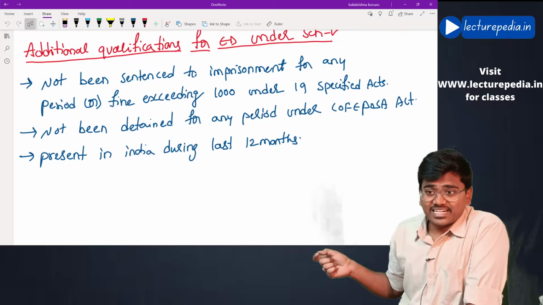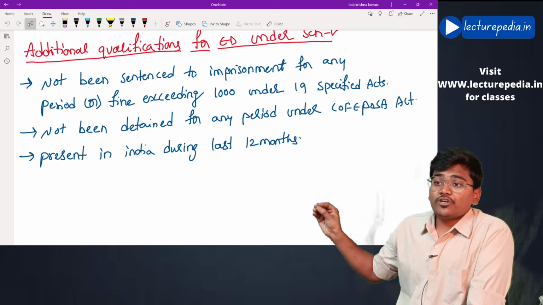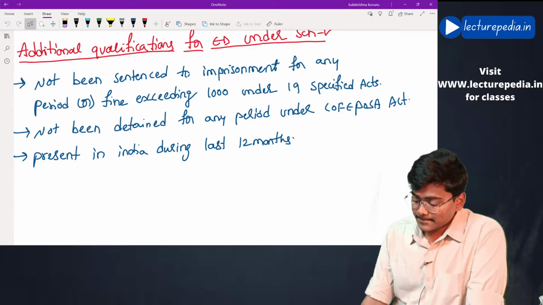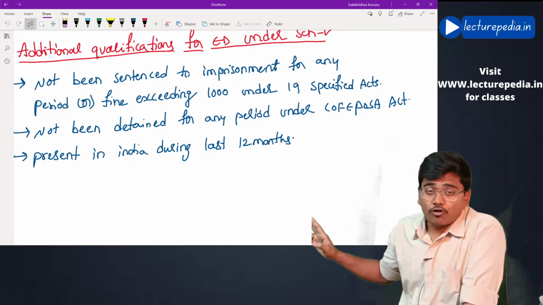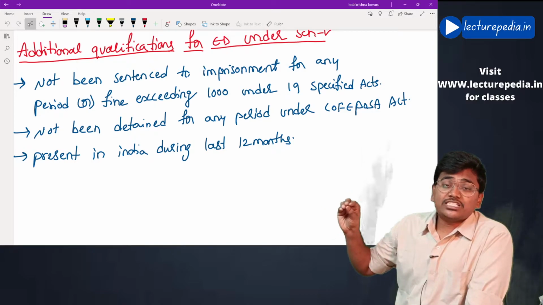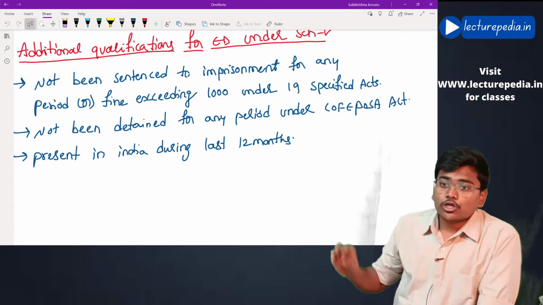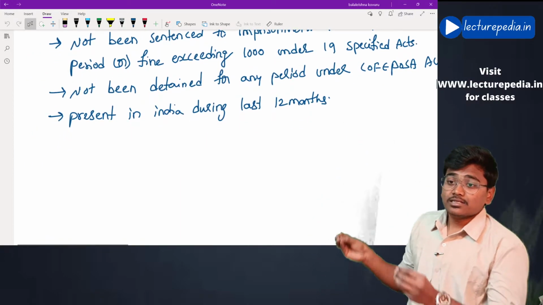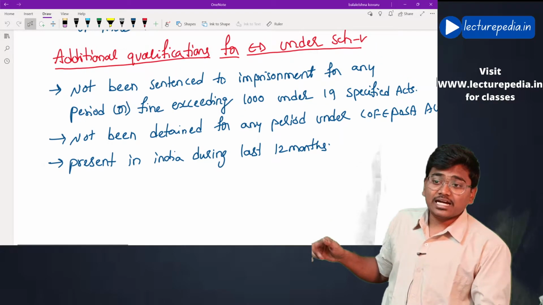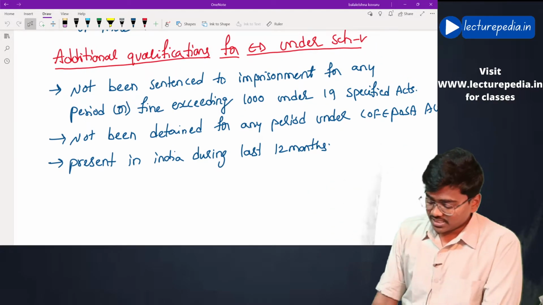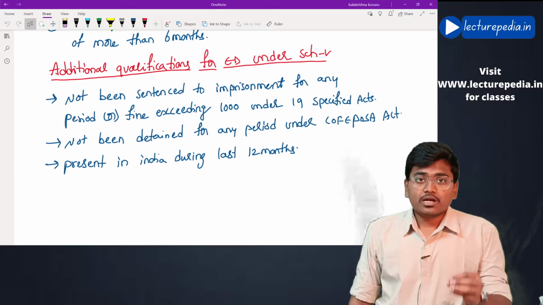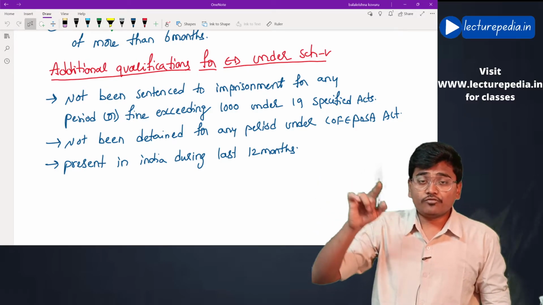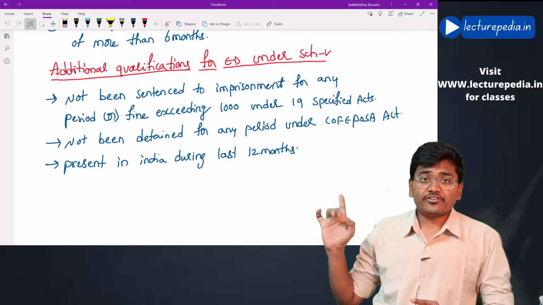not being detained for any period under the COFEPOSA Act. See, COFEPOSA Act means Conservation of Foreign Exchange and Prevention of Smuggling Activities Act. You should not be detained under this COFEPOSA Act. Next, such person must be present in India during the last 12 months. These are the additional 3 qualifications that a person must possess under Schedule 5. While discussing Schedule 5, I will refer to these points.